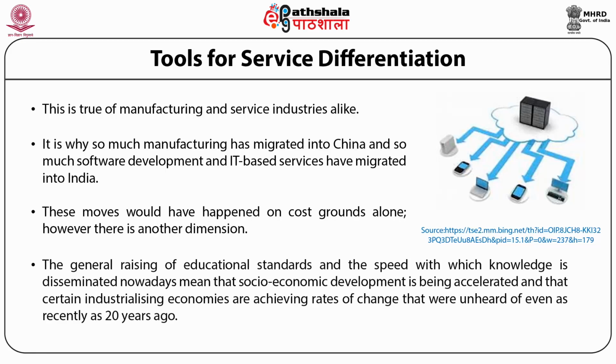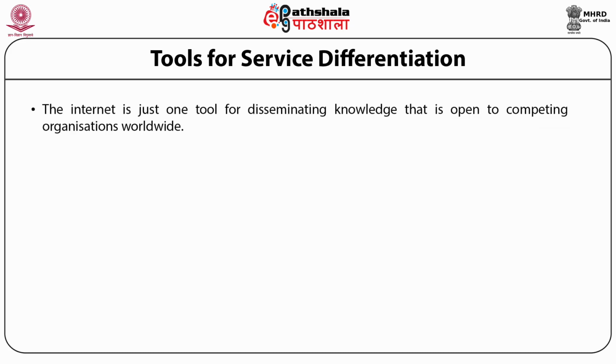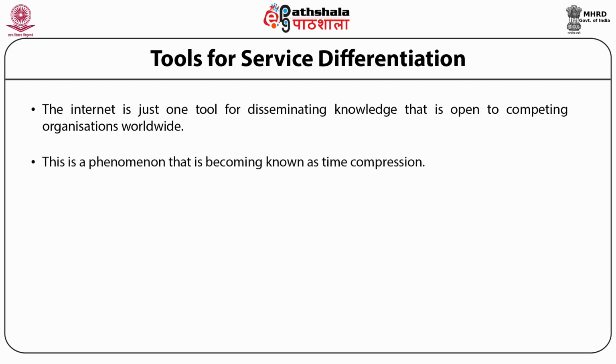The general raising of educational standards and the speed with which knowledge is disseminated nowadays means that socio-economic development is being accelerated, and that certain industrializing economies are achieving rates of change that were unheard of even as recently as 20 years ago. The internet is just one tool for disseminating knowledge that is open to competing organizations worldwide. Where this tool is used to enhance an existing robust business, the effect on the established competitive structure can be very significant. This is a phenomenon that is becoming known as time compression.